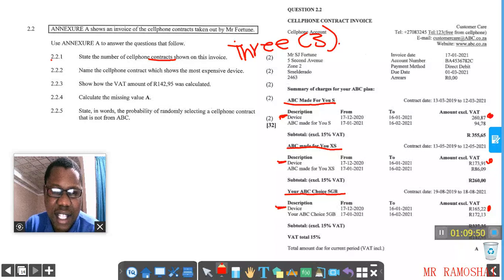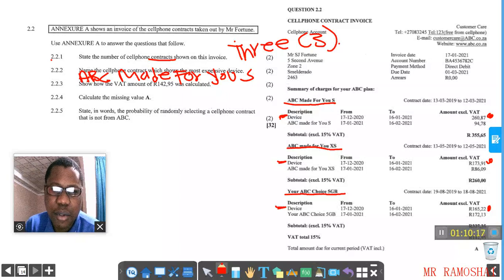We can see that now we're going to name what? The cell phone contract. So the cell phone contract is ABC. ABC what? Made for US. Then you get your 2 marks.